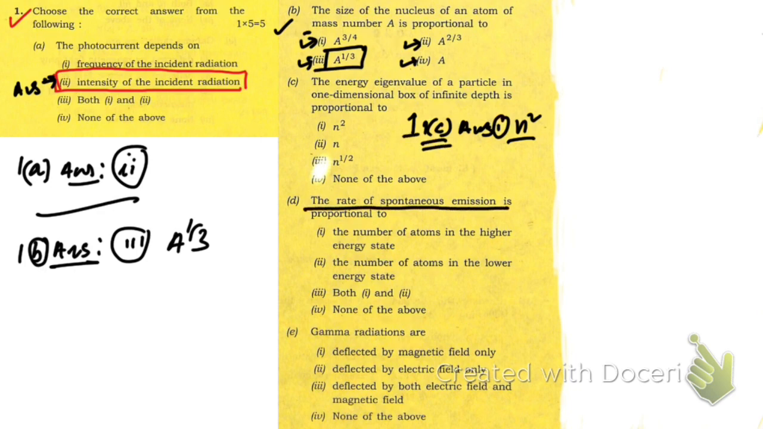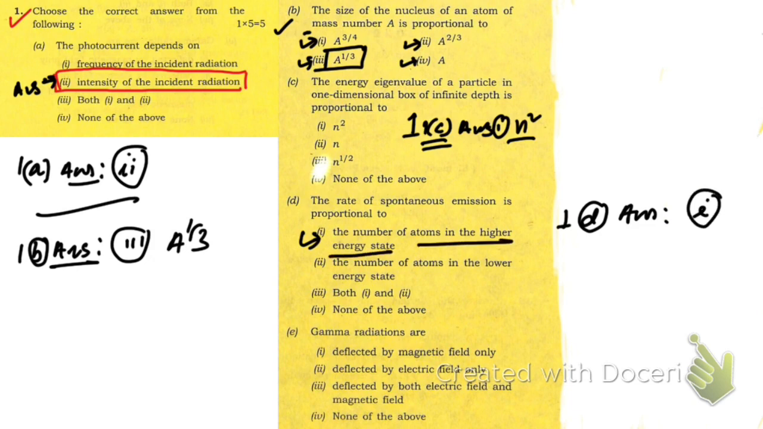What is the next question? The rate of spontaneous emission is proportional to. The options: the number of atoms in the higher energy state; number of atoms in the lower energy state; both 1 and 2; and the last option is none of the above. The correct option is number 1. So 1d answer is option 1, the number of atoms in a higher energy state.